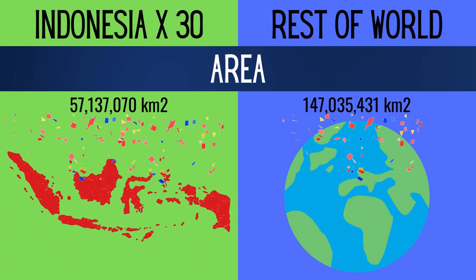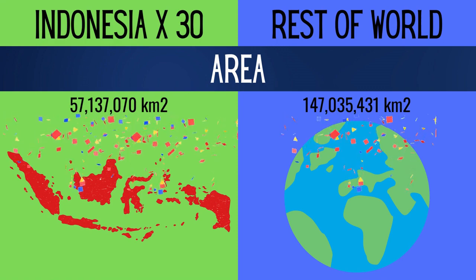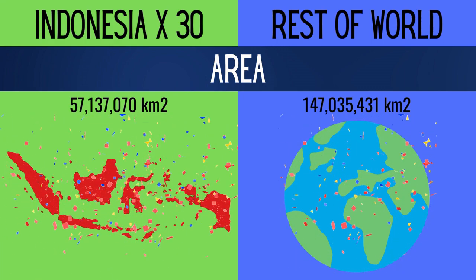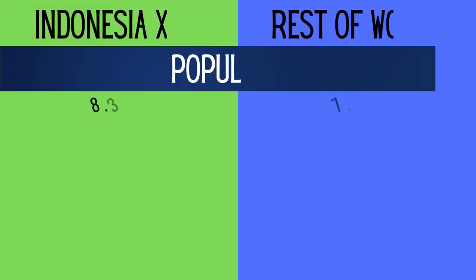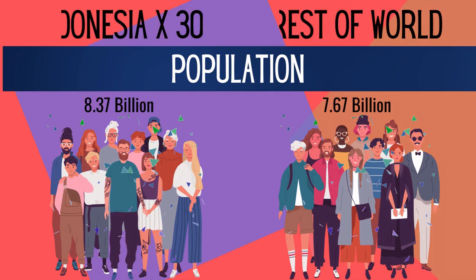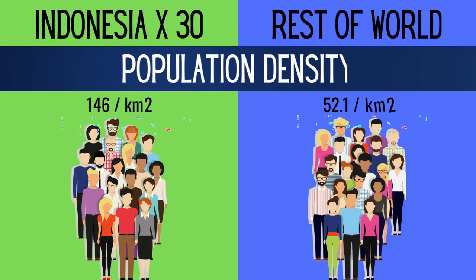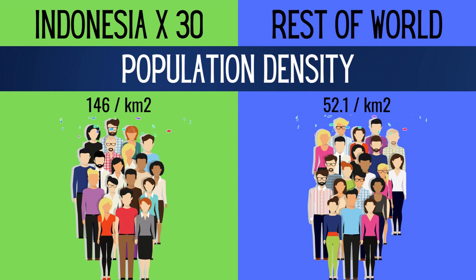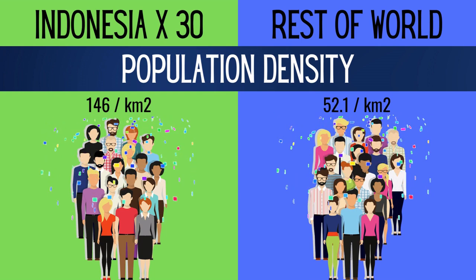Area of 30 Indonesia exceeds 57 million square kilometers, and it exceeds 147 million square kilometers in rest of the world. Population of 30 Indonesia is 8.3 billion, and the population of rest of the world is 7.6 billion. Population density of 30 Indonesia is 146 per square kilometer, and it's 52.1 per square kilometer in rest of the world.